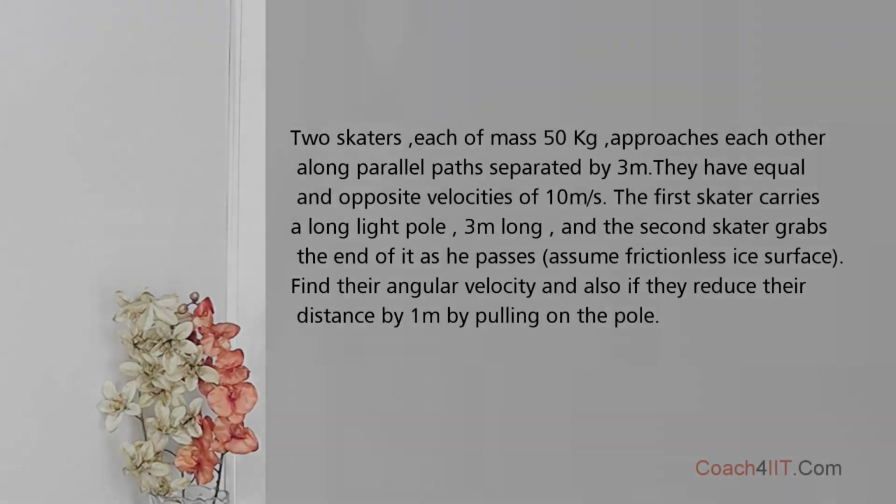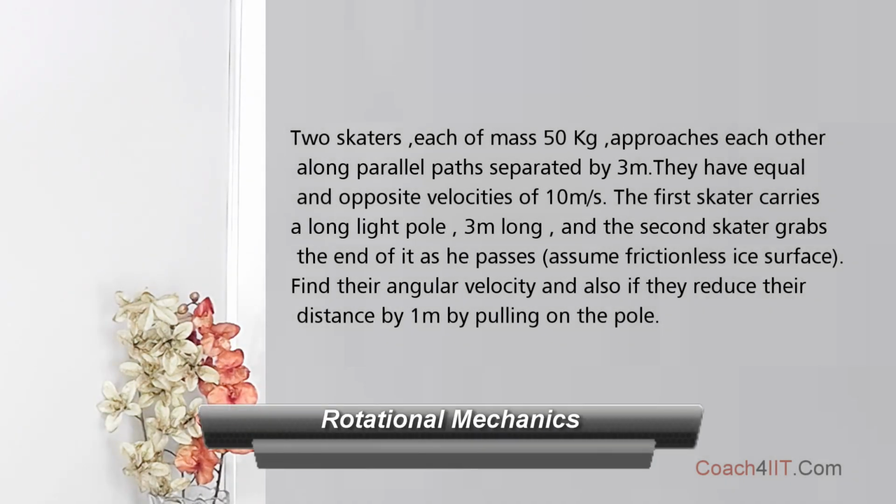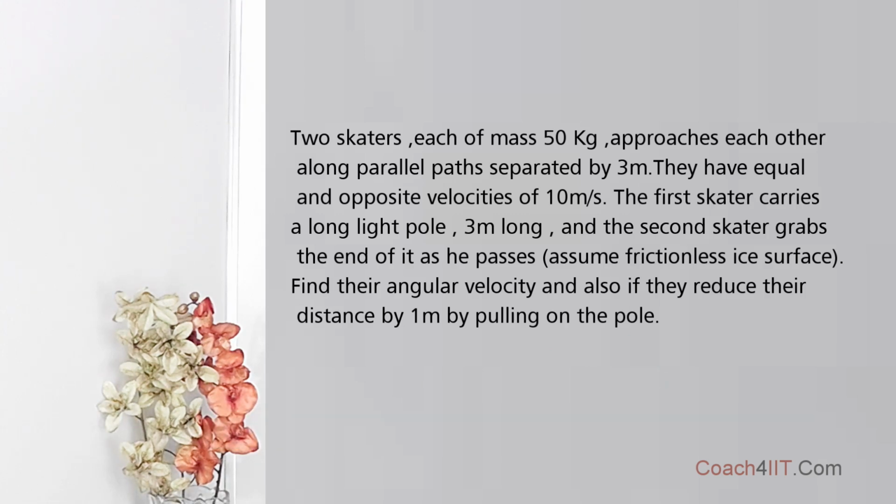In this question, we have two skaters, both with a mass of 50 kg, approaching each other along parallel paths separated by a distance of 3 meters. They have equal and opposite velocities of 10 meters per second. So the velocities, the masses, and the separation are all given.